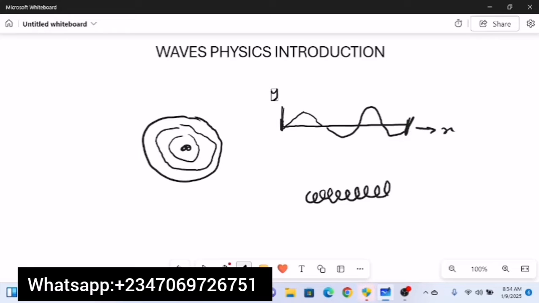Let's say this spring is tied at this point, right? Now if we apply a force on this edge to cause vibration, what happens to this spring? The spring will compress to one another. So we'll have something like this. The spring will now become compressed due to the force applied.